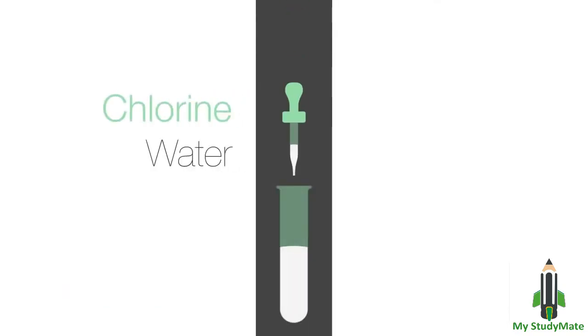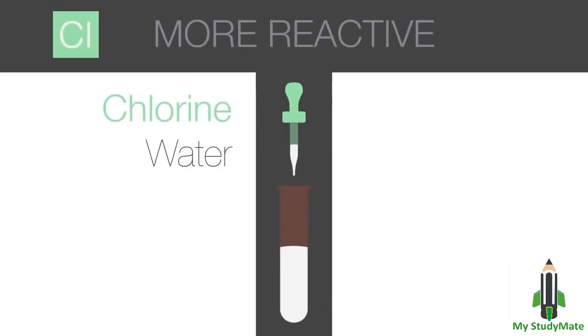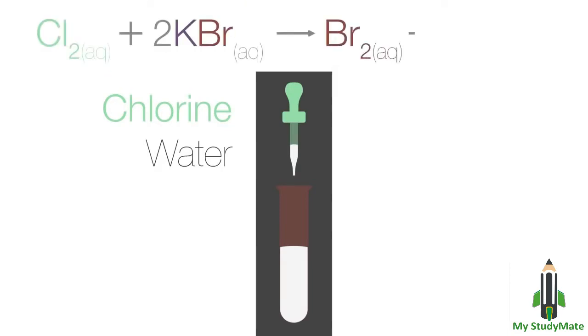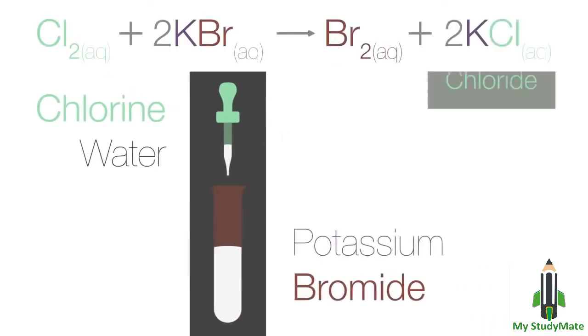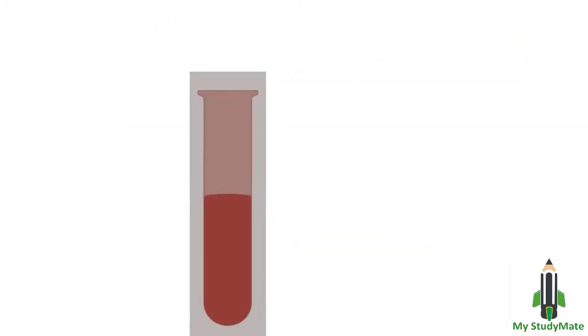When we add chlorine water to an aqueous solution of potassium chloride, no reaction happens. Since chlorine is more reactive than bromine, chlorine will displace bromine in potassium bromide, producing potassium chloride and liberating bromine. The resulting solution is reddish brown due to the presence of bromine.